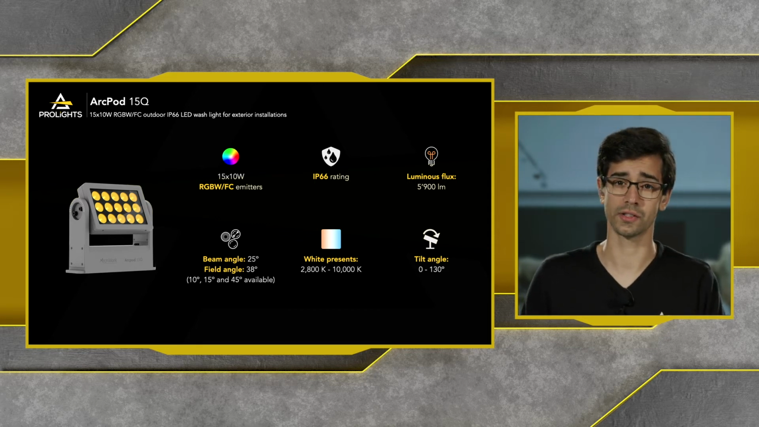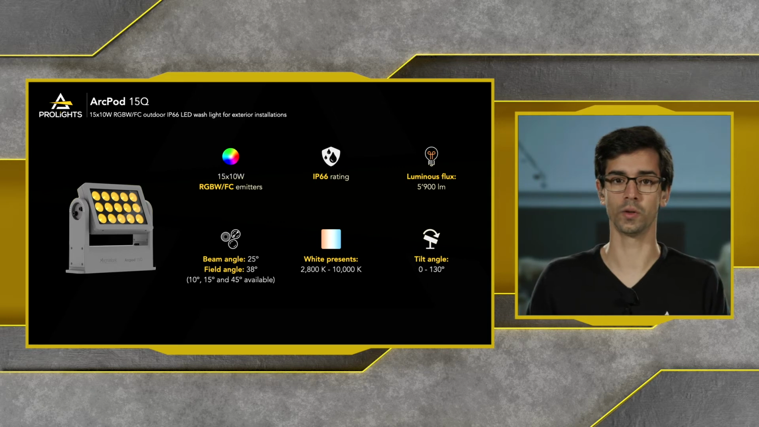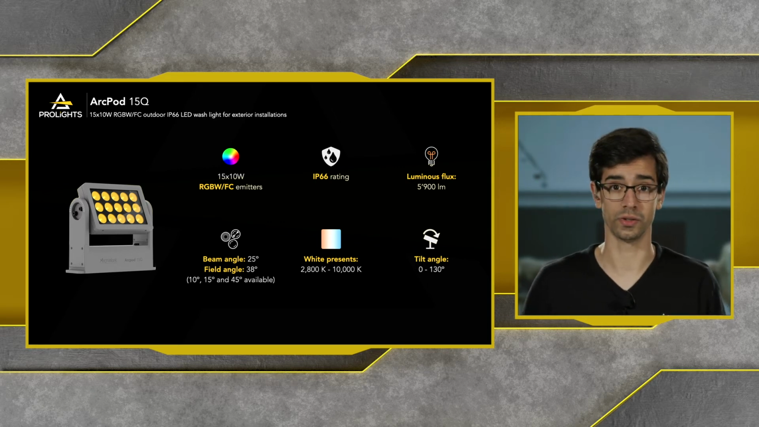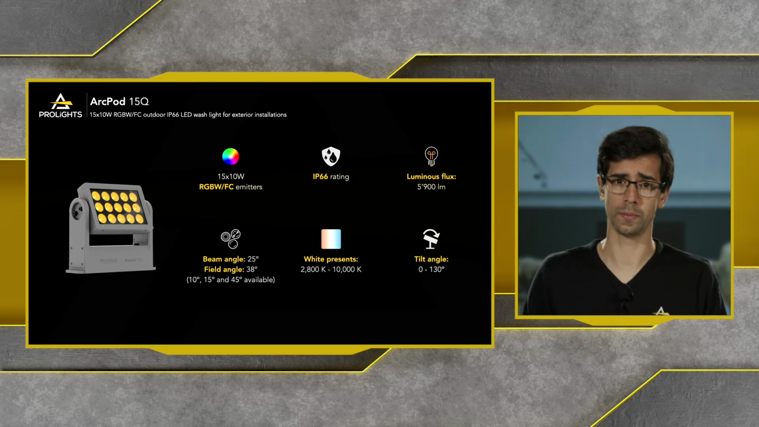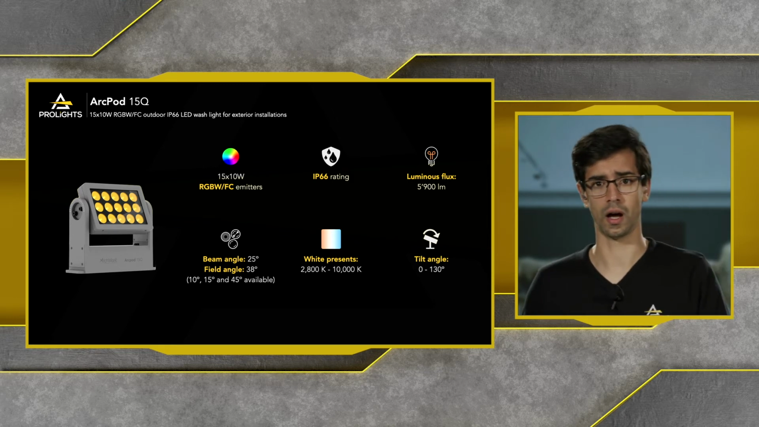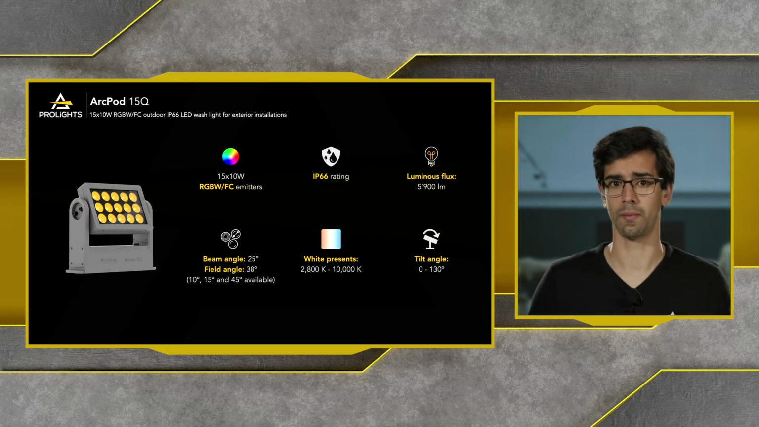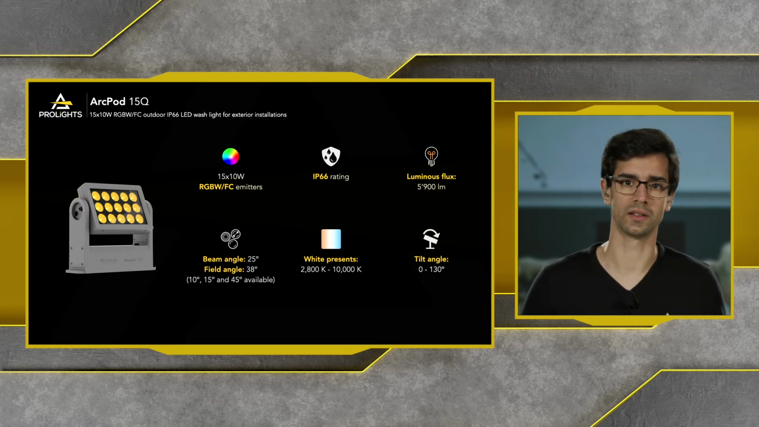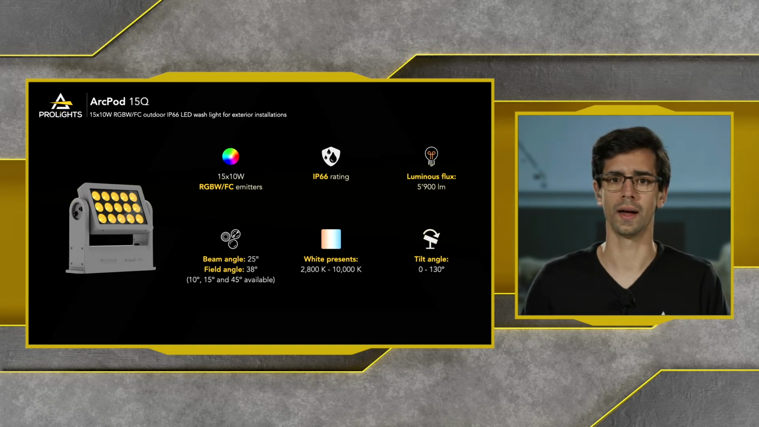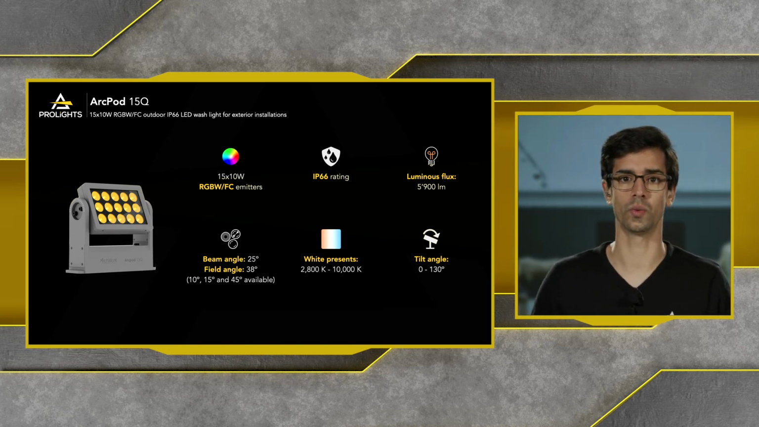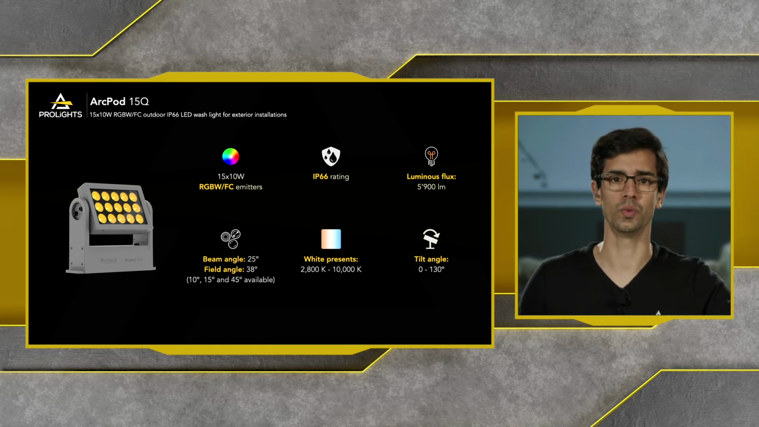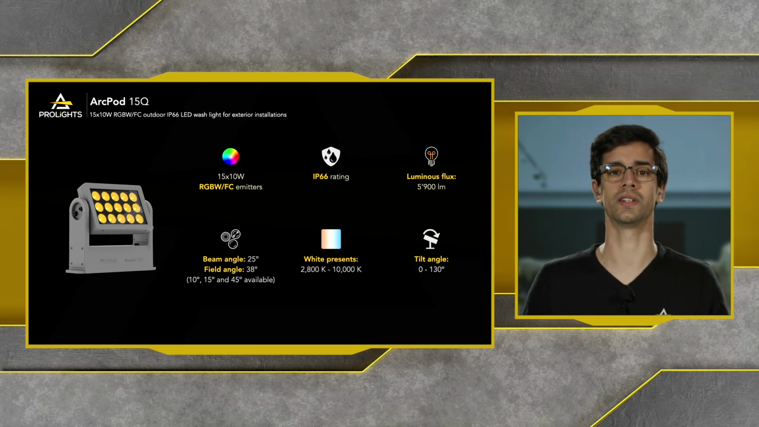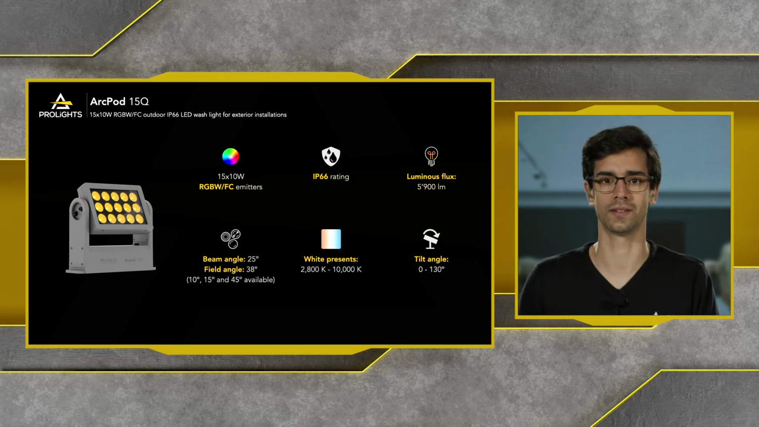We've got a lot of accessories available, whether it's 10 degree, 15 degree, and 40 degree accessories, so lenses available for these units, with wide presets. So again, from 2,800 Kelvin upwards of 10,000 Kelvin to light up more classical buildings, if we want to light them up with a warm color or a cool white color, we've got a whole range of presets available for you. We also have a tilt angle from 0 degrees to 130 degrees to really adjust the heads of the floods to your building and make sure that you've got a nice spread onto the objects that you're lighting up.